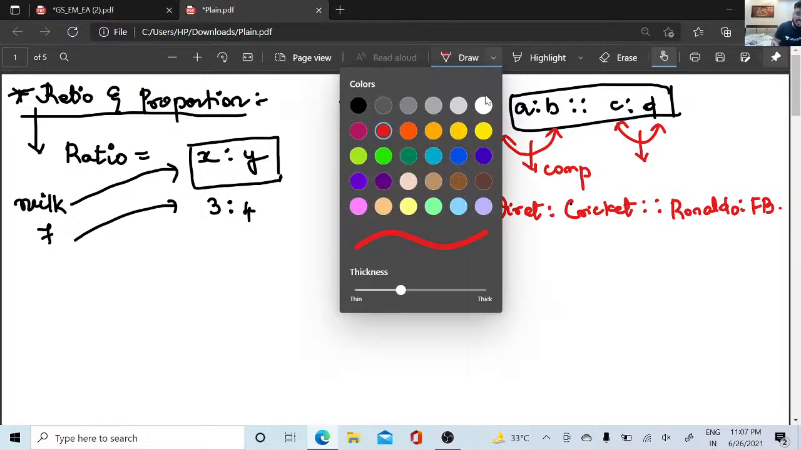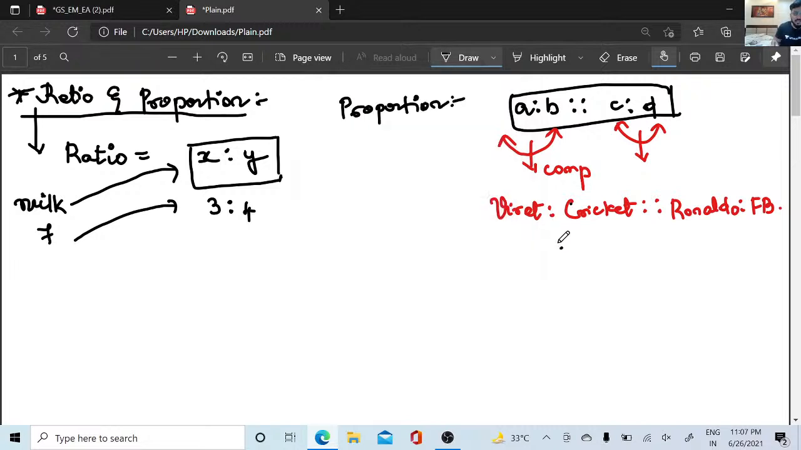Let us go with a simple example here. 500 rupees is distributed between Deepika and Nishita in the ratio 2 is to 3.